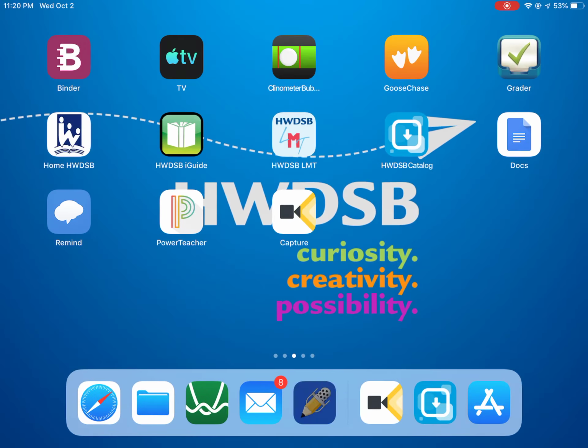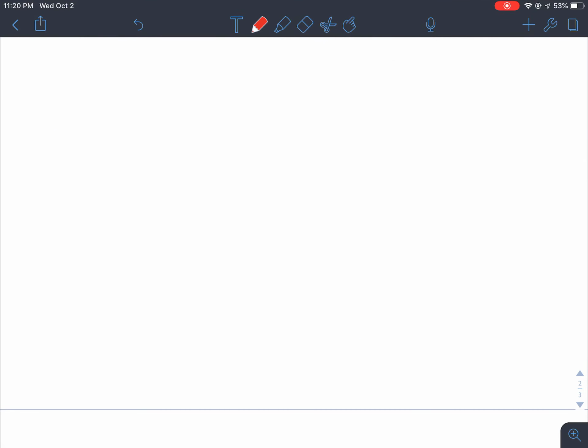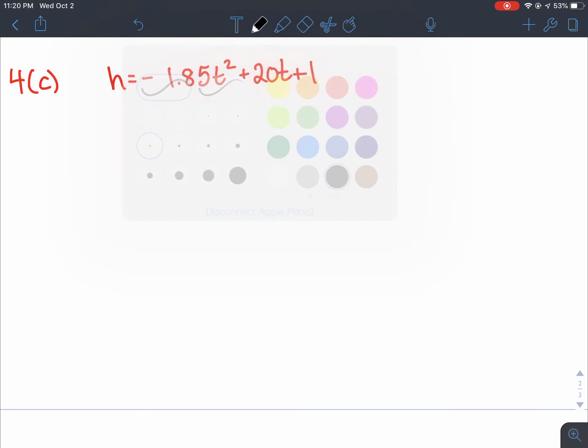Okay. All right, let's do question 4C now. Question 4C is about hitting the baseball on Mars, and its function is modeled by negative 1.85 t squared plus 20t plus 1. I'm running out of time and I don't have a calculator, so I'm not going to solve this one. I'm just going to show you how to do it.